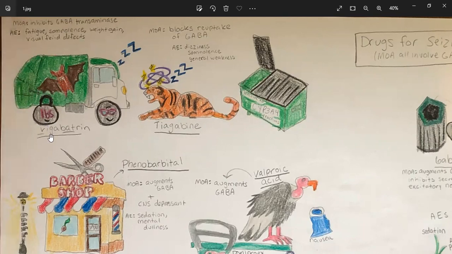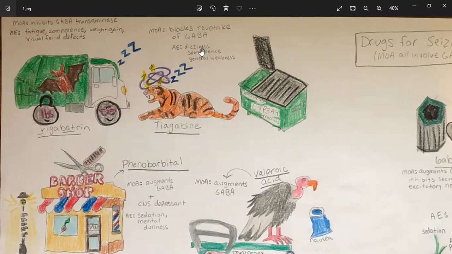Adverse effects of the vigabatrin are fatigue. So we have the little Z's here, and somnolence, which is again like sleepiness, extreme sleepiness. So that's what the Z's are for. Weight gain, there's a little weight right there. And then visual field defects. So we have some glasses on the rims of the tires.